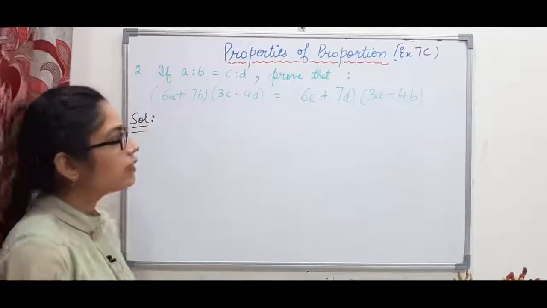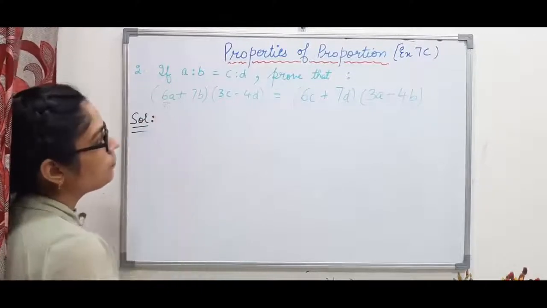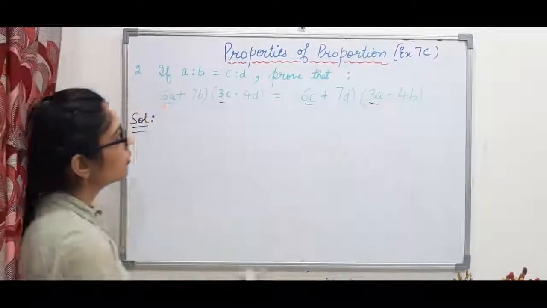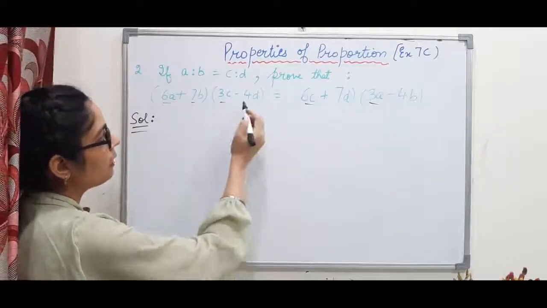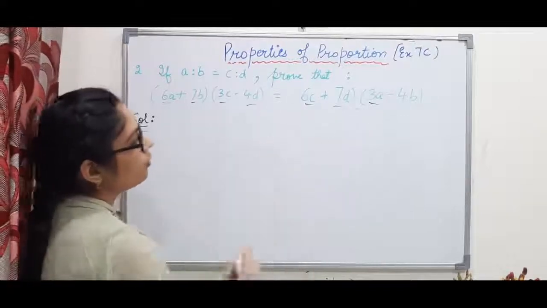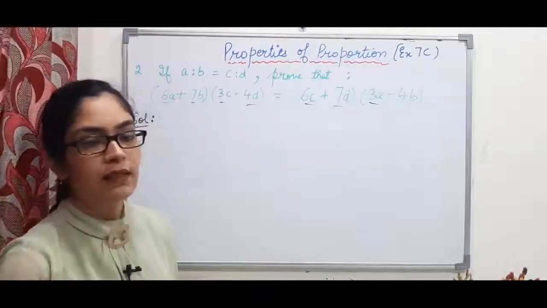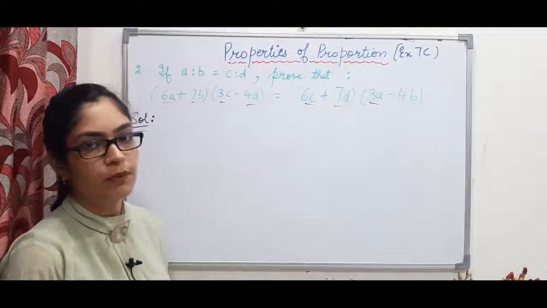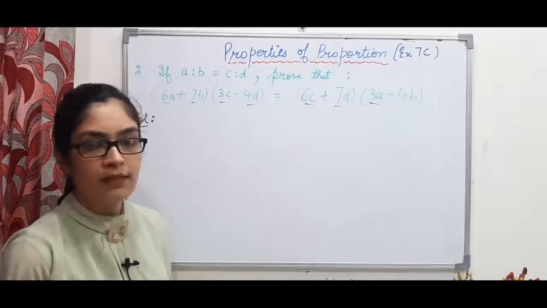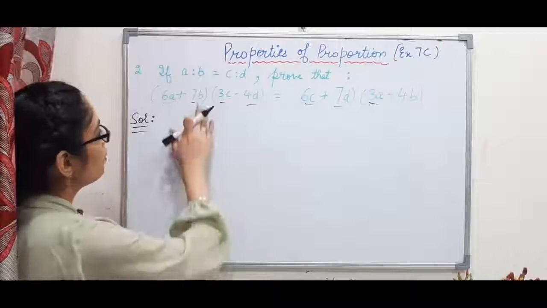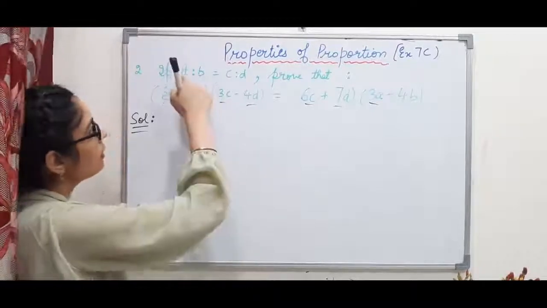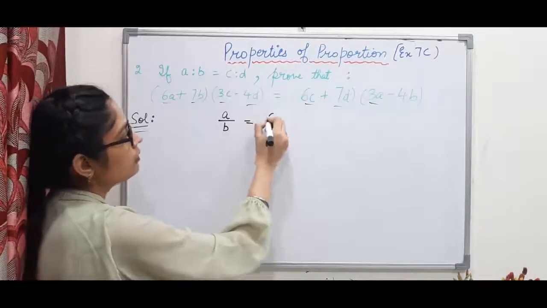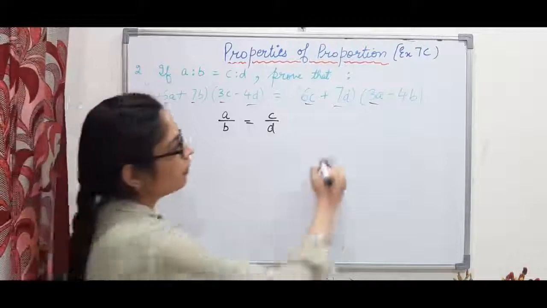The difference is that, if you see this, with A and C we have 6 also, we have 3 also. Same with B and D, we have 7 also, and we have 4 also. So 4 different numbers are there. In the previous question only 2 different numbers were there, here 4 different numbers. So what to do? Accordingly, whatever the properties are, we have to use. So let's start with the given thing. It's given to us A is to B, A by B is equal to C is to D, that means C by D.